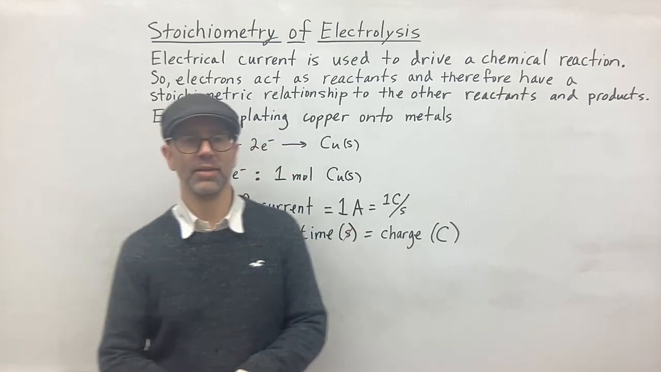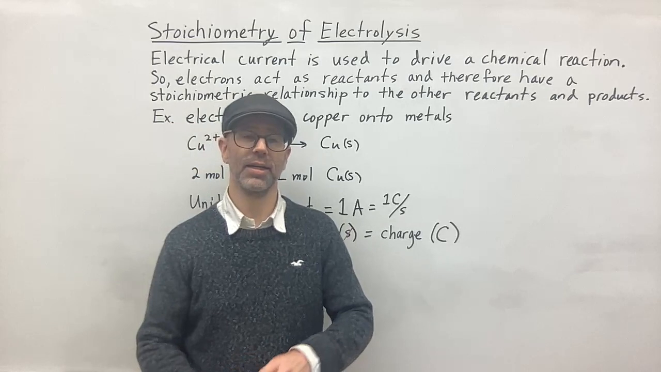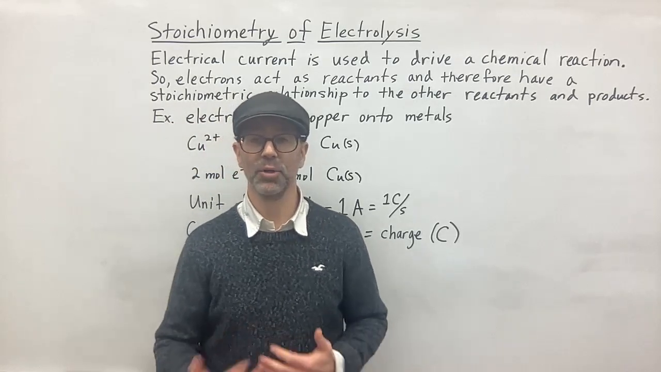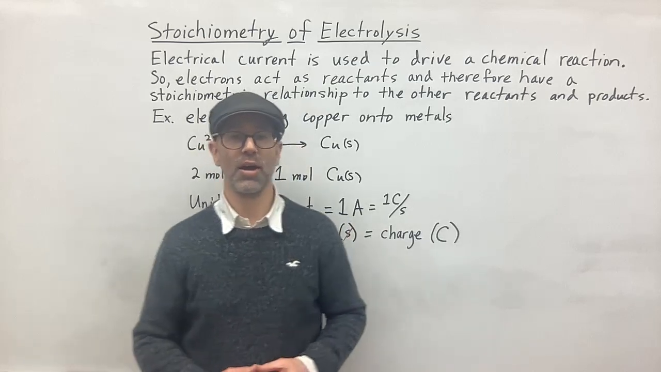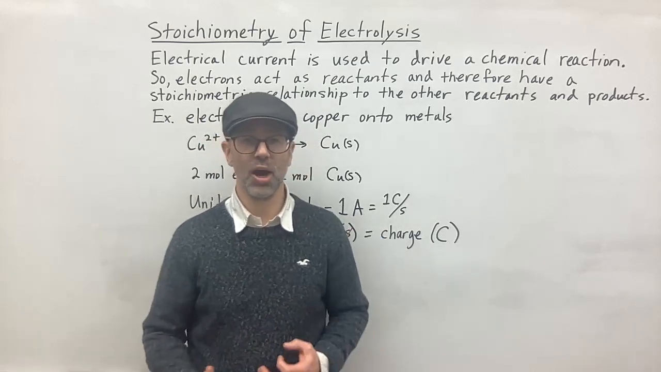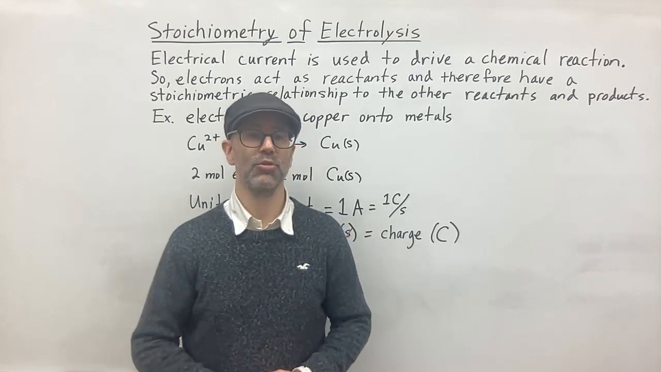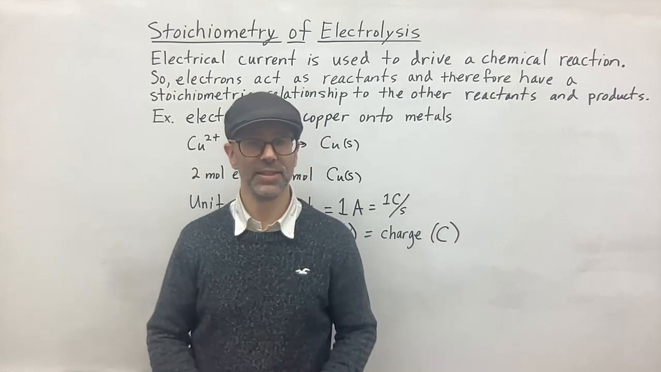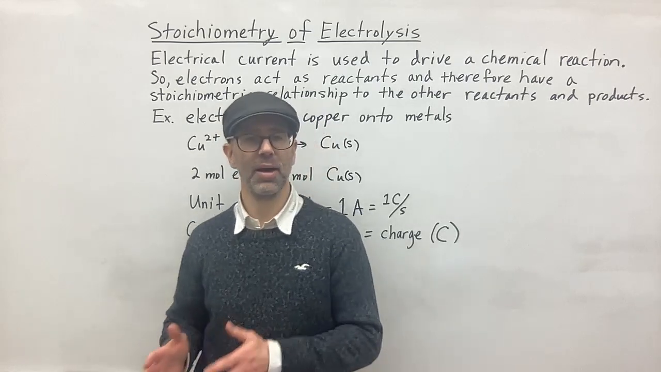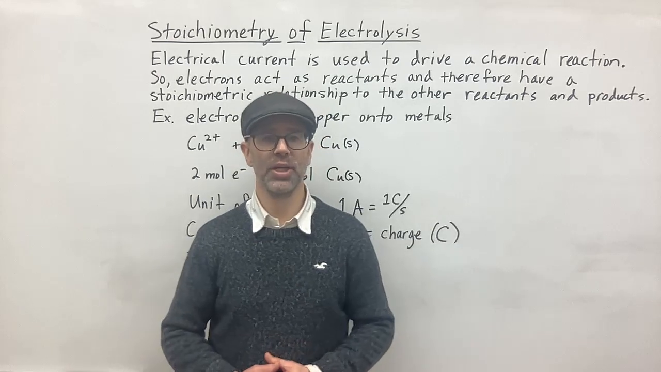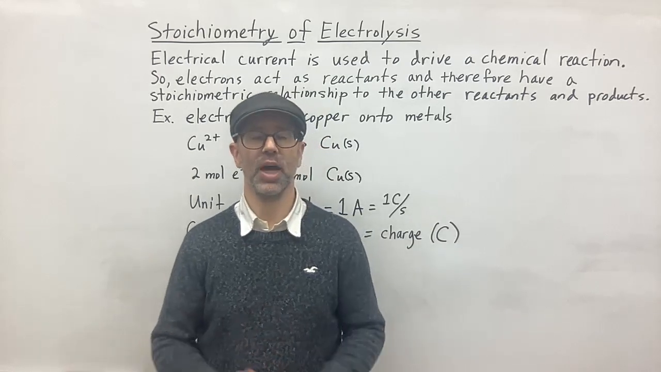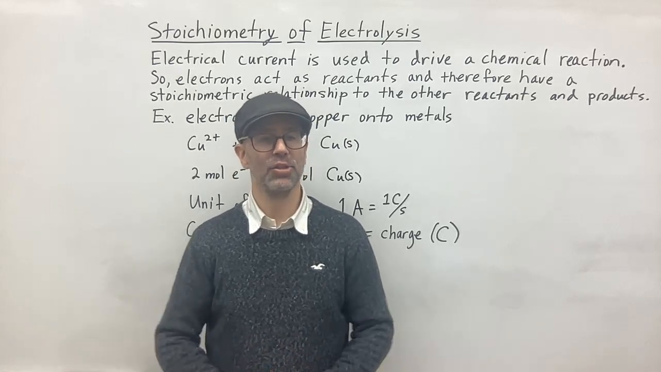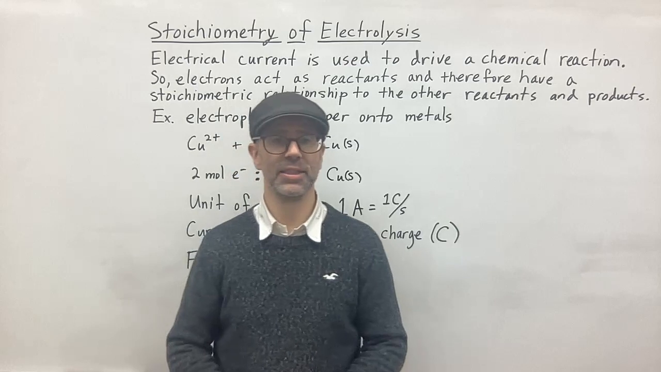So when we're thinking about the stoichiometry of electrolysis, we have to also consider that electrical current is used to drive a chemical reaction, right? So you are using a certain amount of charge, you're adding electrons to get a reaction to go. And so, in this way, the electron can act as a reactant, and therefore, the amount of electrons is going to have a stoichiometric relationship to the other reactants and products in the chemical reaction that you are trying to drive. So, let's use an example to make this clear.